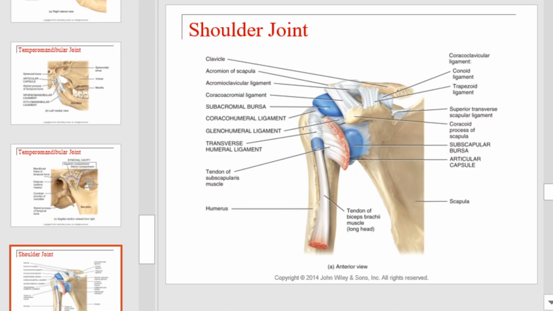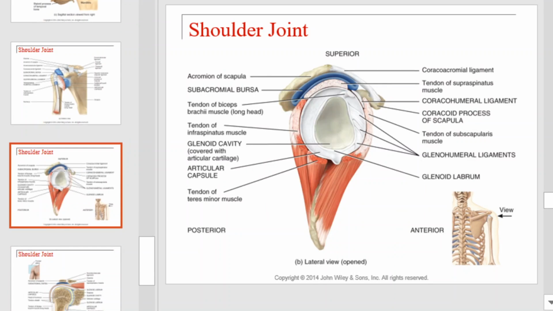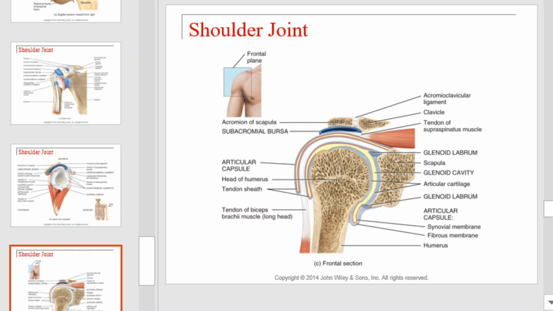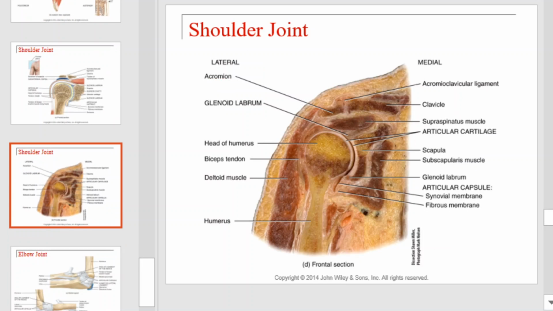Next is the shoulder joint. Again, take a moment to pause the video and familiarize yourself with each labeled structure. This is a slightly different view of the same joint. A third view of the shoulder joint. Be sure to pause the video and identify and familiarize yourself with the labeled structures on each of these slides. This is a cadaver section of the shoulder joint.